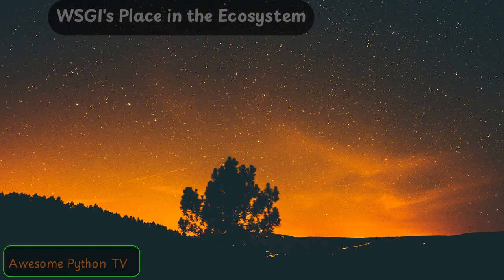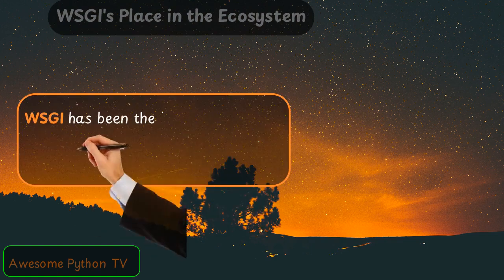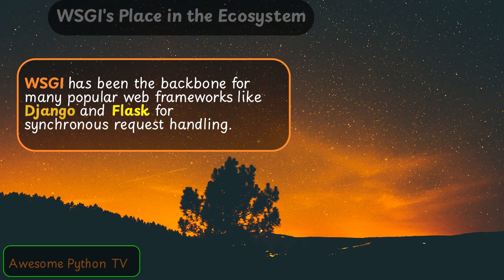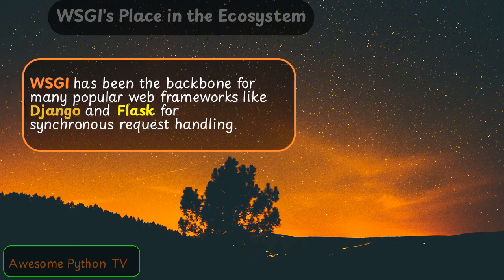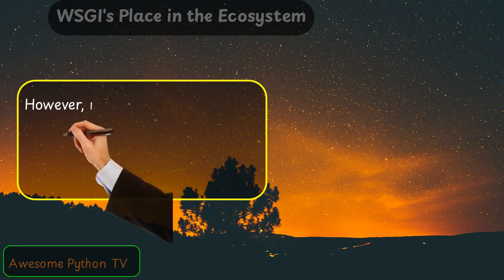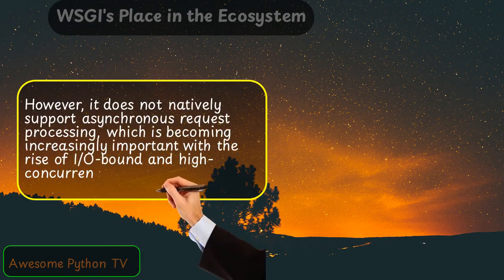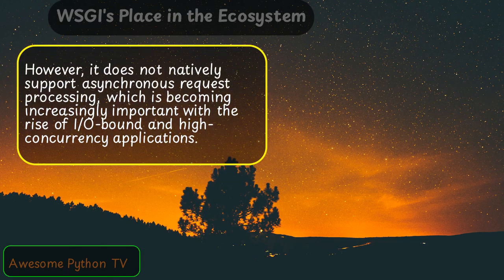WSGI's place in the ecosystem. WSGI has been the backbone for many popular web frameworks like Django and Flask for synchronous request handling. However, it does not natively support asynchronous request processing, which is becoming increasingly important with the rise of I/O bound and high concurrency applications.